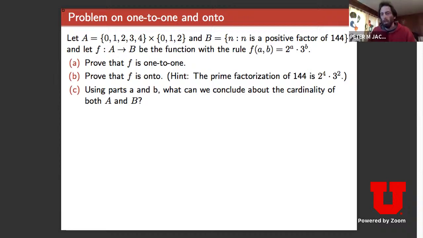All right, let's start looking at problem 1, part A. So does anybody have any idea on how to start this one? We want to show that f is 1 to 1.